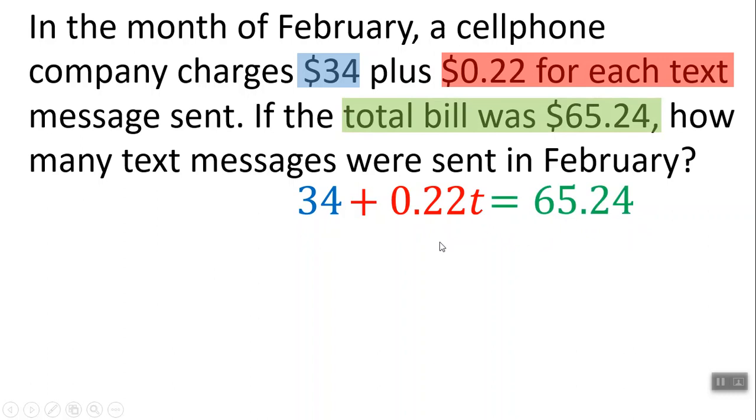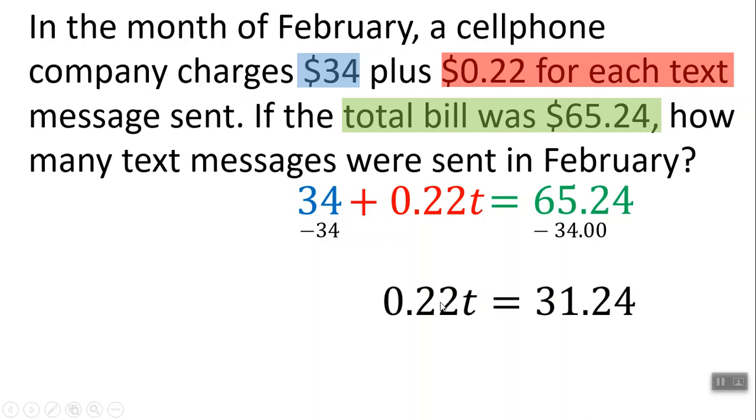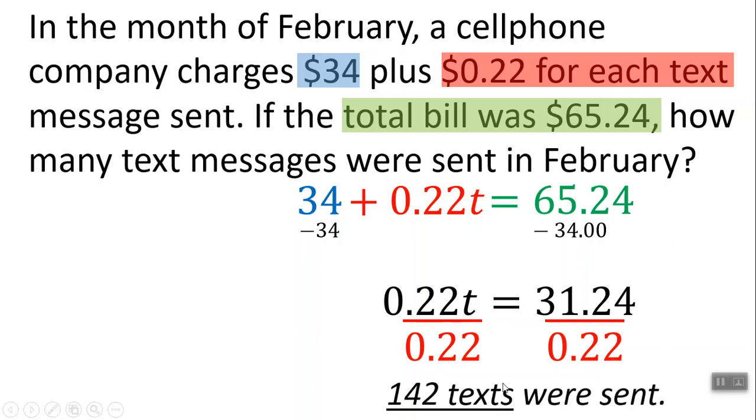So from here, we're going to subtract off the 34. I end up getting 22 cents times texts equals 31.24. Now I'm going to divide both sides by 22 cents. Don't panic that it's a decimal, it's not a big deal. You just follow the same process you've been following. That ends up being 142 texts. I don't know if that's a lot of texts or not for kids these days, but you can figure that out. 142 texts were sent.